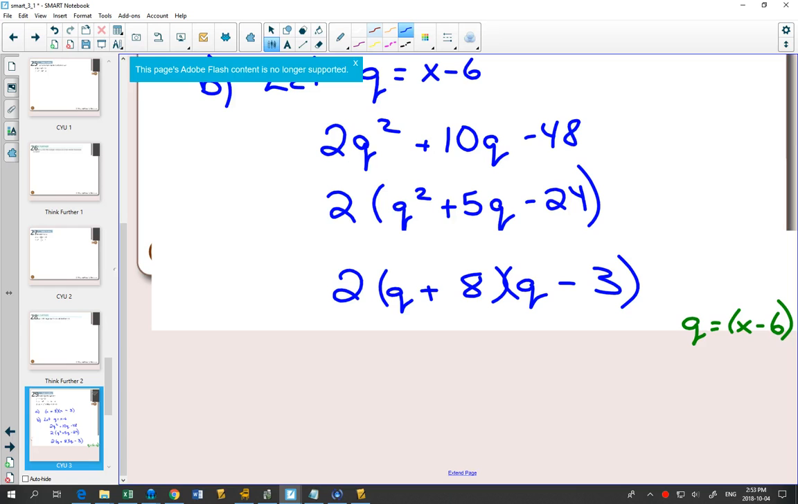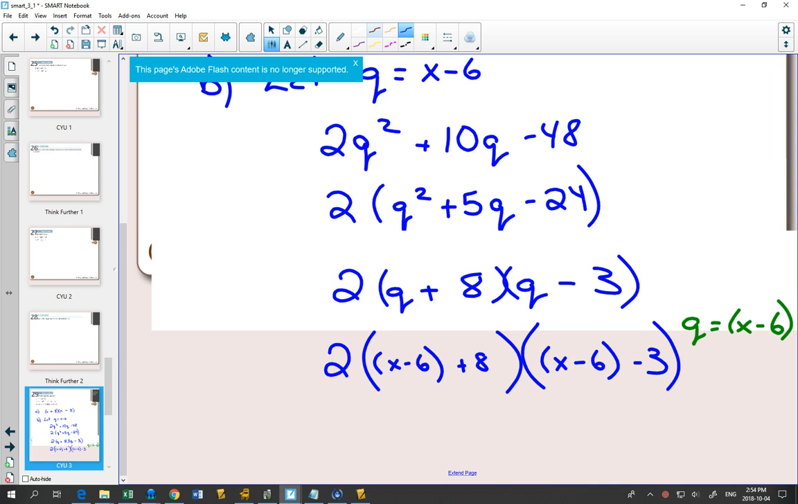So as a result, we can now substitute back. Instead of q plus 8, I can substitute the x minus 6 back in plus 8. And here I can substitute the x minus 6 back in minus 3. If we combine our like terms, this one becomes x plus 2. That one becomes x minus 9.